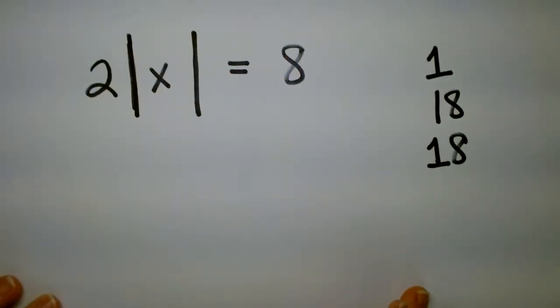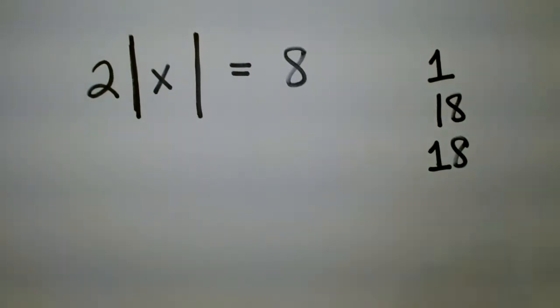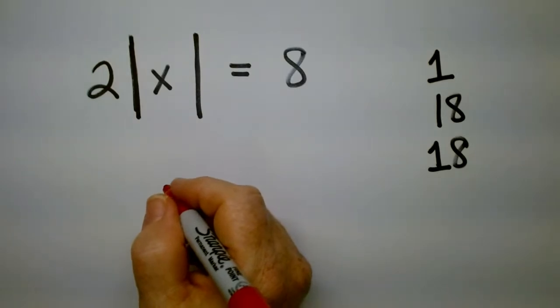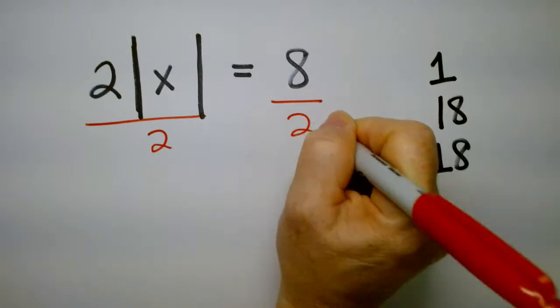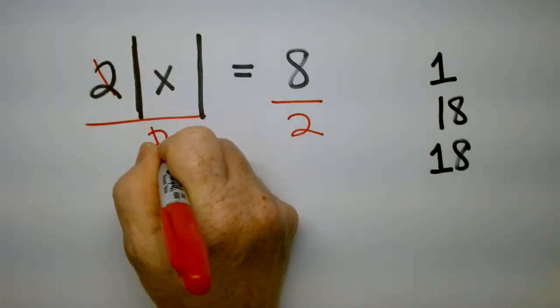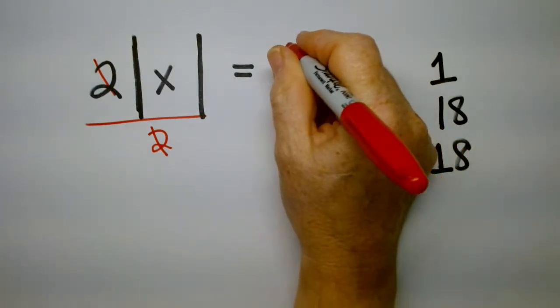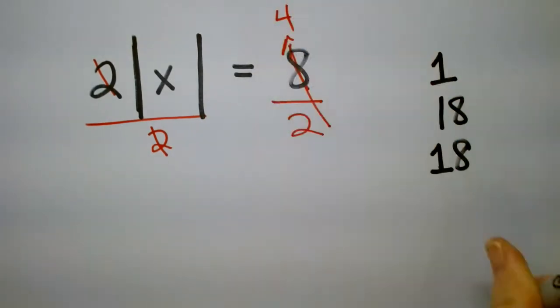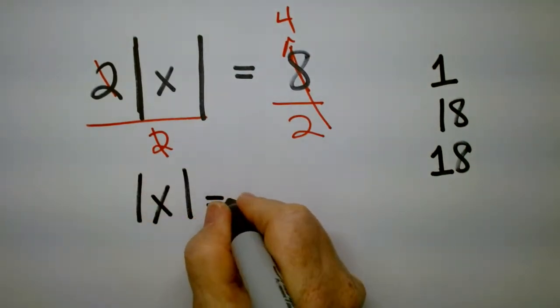Yeah, I know. Anybody made mistakes in math? Yeah, we all have. Okay, so you deal with it the same way. What we're going to do is get rid of the 2 first. This may look a little weird, but it works. So 8 divided by 2 goes to 4. Now I have absolute value is equal to 4.